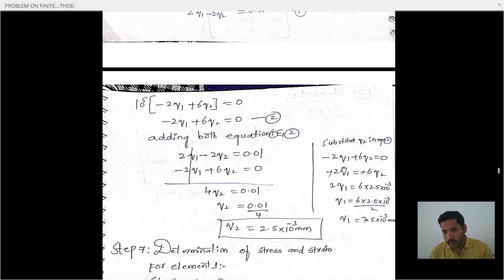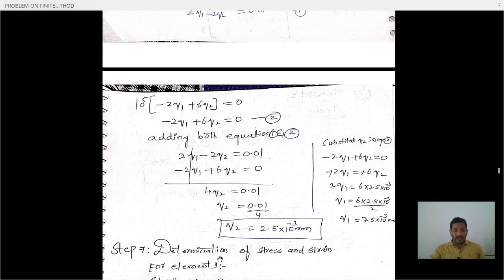Equation number 2 is minus 2Q1 plus 6Q2 equal to 0. Minus 2Q1 equal to, if this positive sign is moved toward the right side, it will become minus. This minus and minus will cancel. The remaining term should be 2Q1 is equal to 6 times Q2, and the Q2 value is 2.5 into 10 power of minus 3. If you divide this value, you will get the answer of 7.5 into 10 power of minus 3 mm. Okay, so in this case we found the values of Q1 and Q2, and Q3 is fixed and becomes 0.